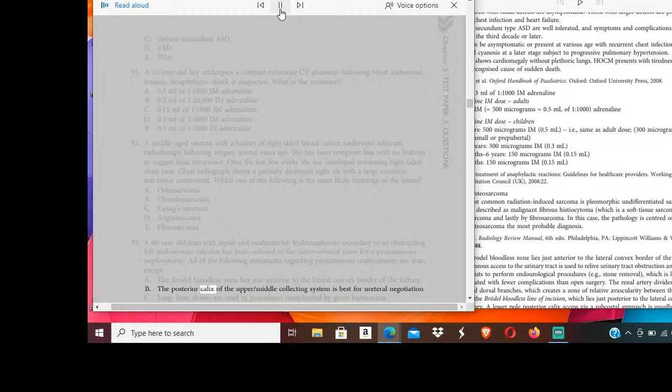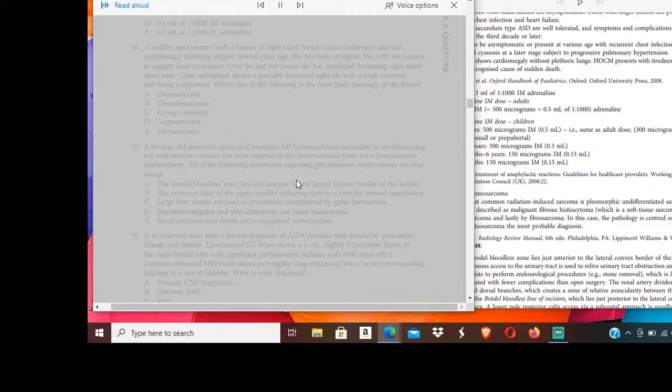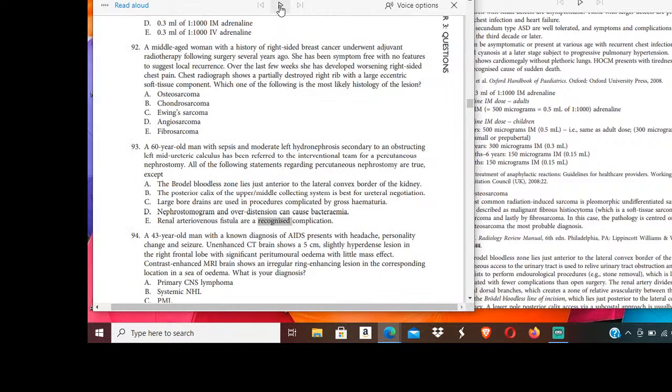B. The posterior calyx of the upper/middle collecting system is best for ureteral negotiation. C. Large bore drains are used in procedures complicated by gross hematuria. D. Nephrostomogram and overdistension can cause bacteremia. E. Renal arteriovenous fistula are a recognized complication.